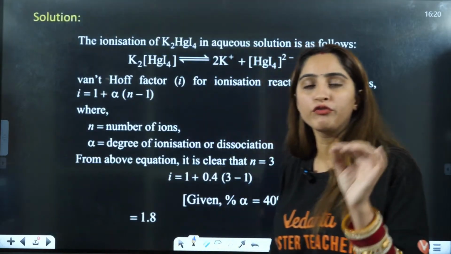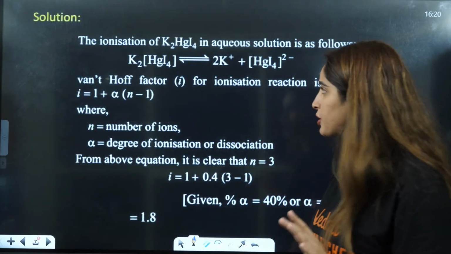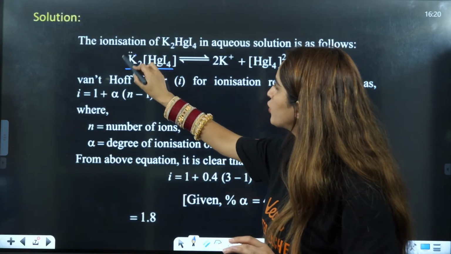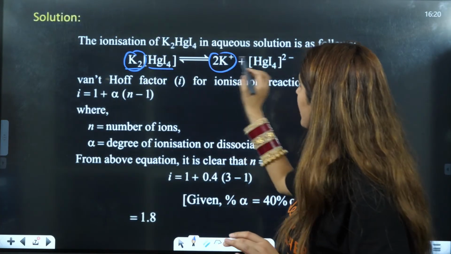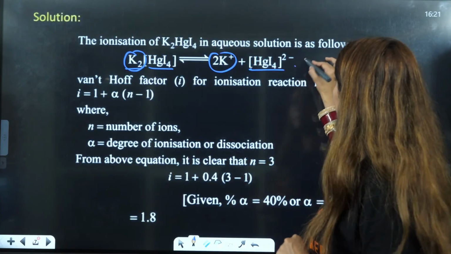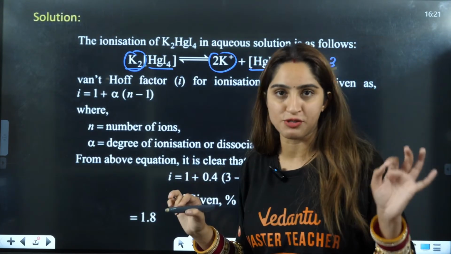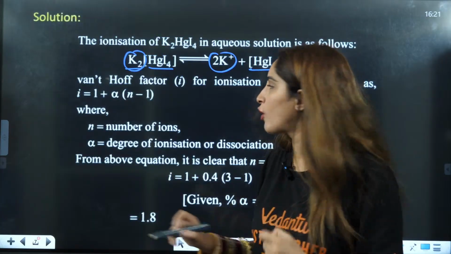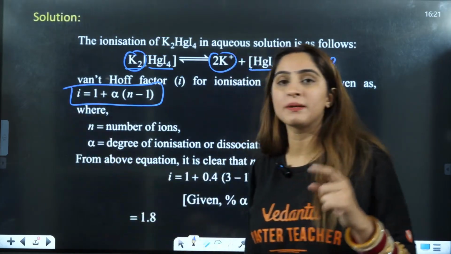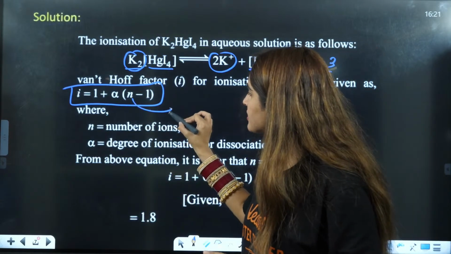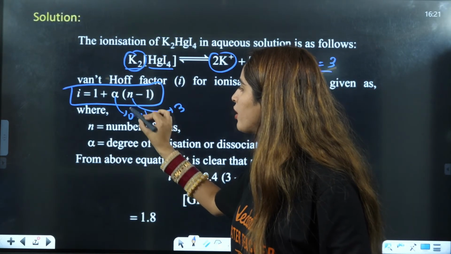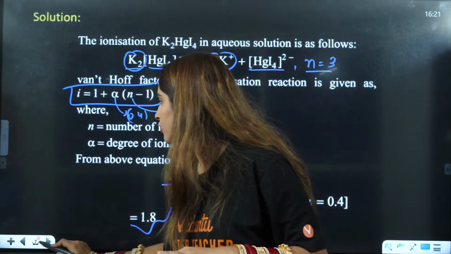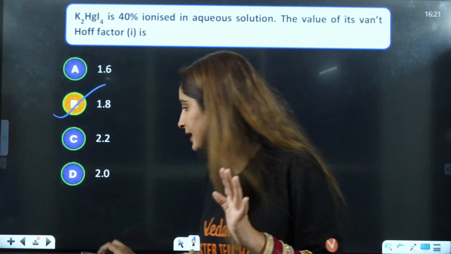So directly what you have to do, firstly you should know how many ions it is getting dissociated into. It's very, very important that K2HgI4 will dissociate into 2K+ plus HgI4 2-. That means the total number of ions is going to be 3. Next is the formula relating dissociation, alpha and van't Hoff factor: i is equal to 1 plus alpha times (n minus 1). Here n value is 3, alpha value is given to be 0.4. Directly putting the values, you can easily get the value of i, which comes out to be 1.8. So the answer is B, right?